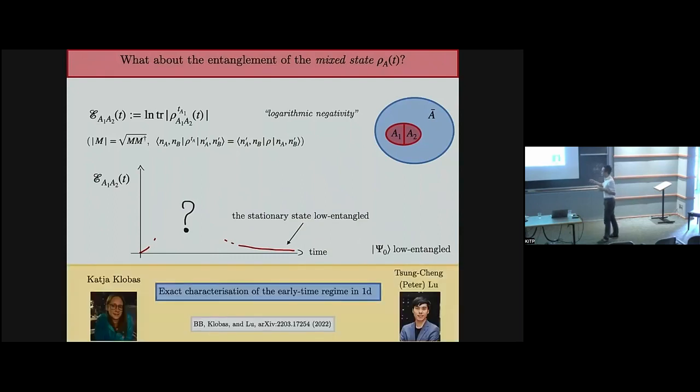We try to give a characterization of the behavior of logarithmic negativity in the early time regime, so at least in some window here, for one-dimensional systems. And this is work done in collaboration with Katia and Peter, who are both in the audience. So I will now describe our setting. If you have any question on the more general part, please.